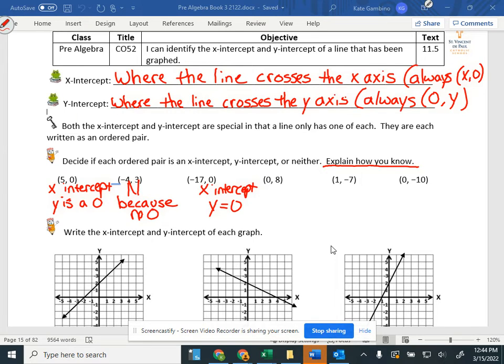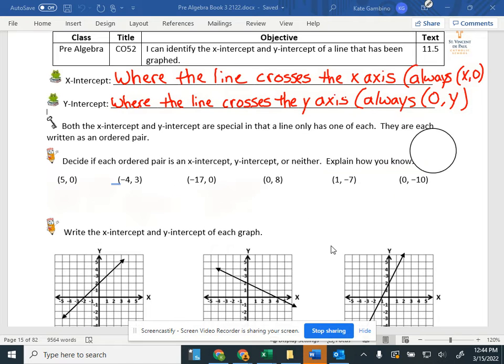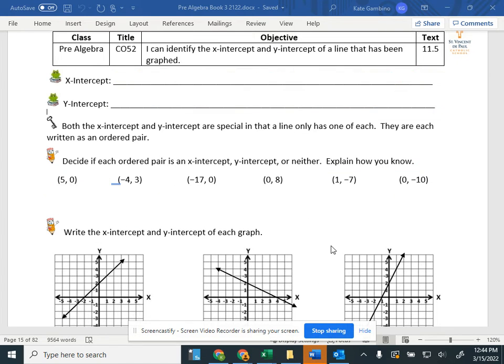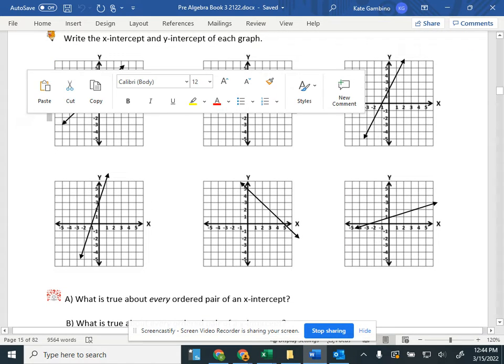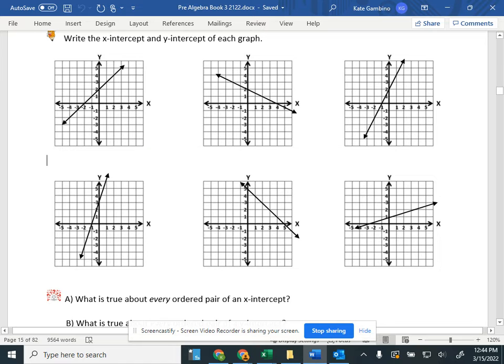You're going to do the rest of those on your own. We'll talk about them tomorrow. I want to move down to the graph part of it. Are we good if I erase? Everybody's got the definitions? Okay. All right. Oh, my goodness. Technology. There we go. Write the X-intercept and Y-intercept of each graph. So you'll notice these lines, they have them crossing the X-axis and the Y-axis on each graph.